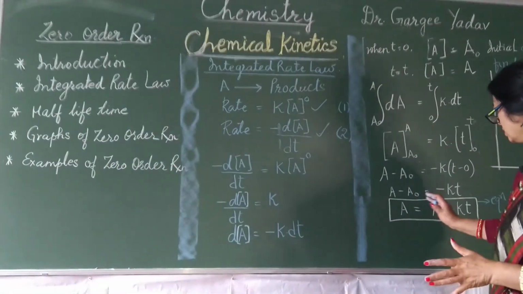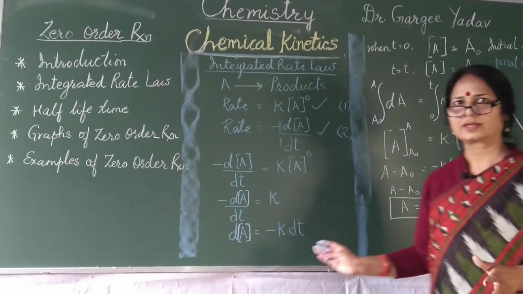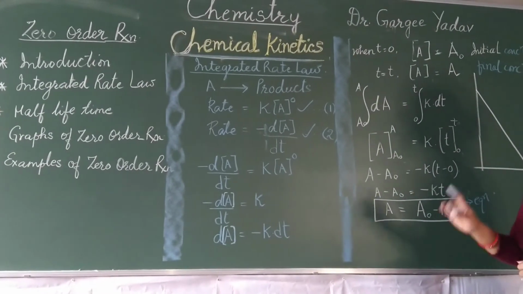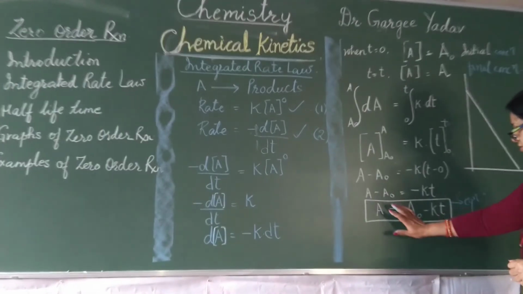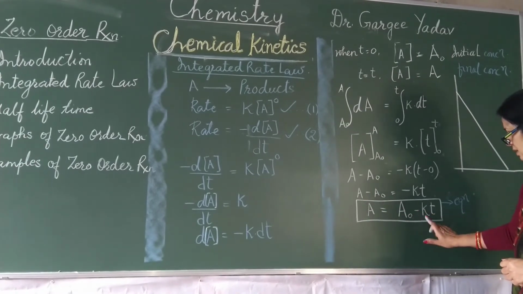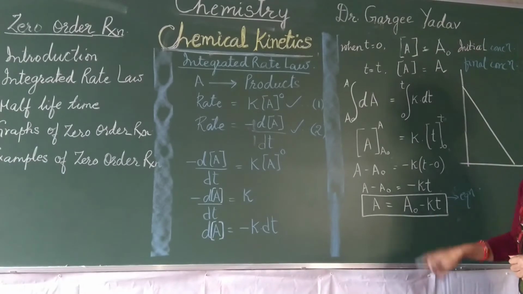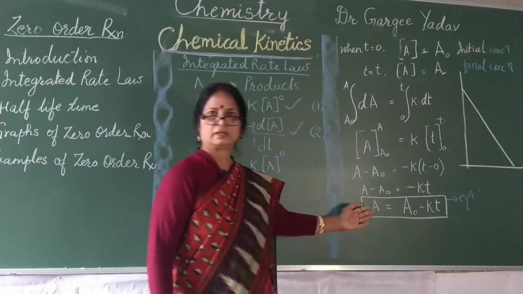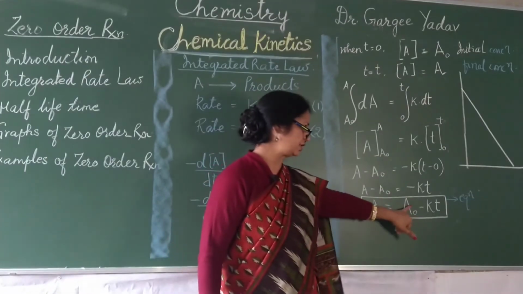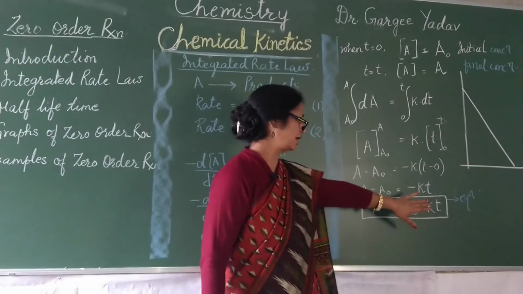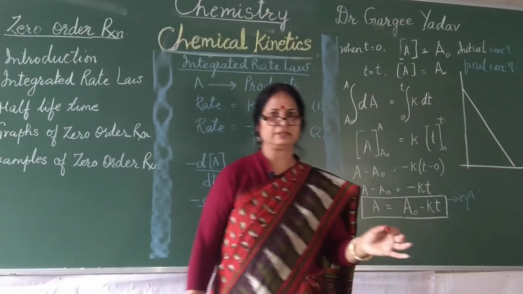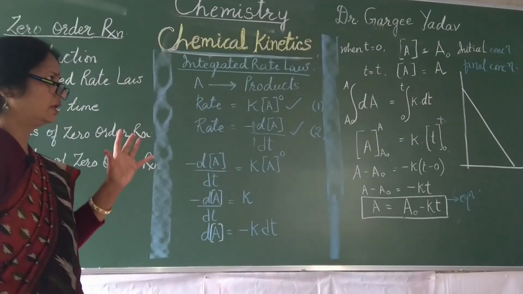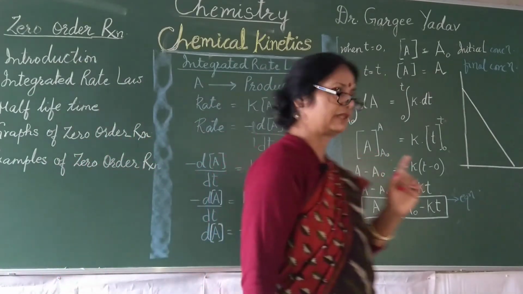Okay. So you have got this. Should I repeat it? Okay. So this is our integrated rate equation for a zero order reaction. The final concentration is equal to initial concentration minus K, the rate constant, times t, at any time t. A0 is the initial concentration, K is the rate constant, and t is any time at which we are doing the experiment. So I will explain one thing more over here.